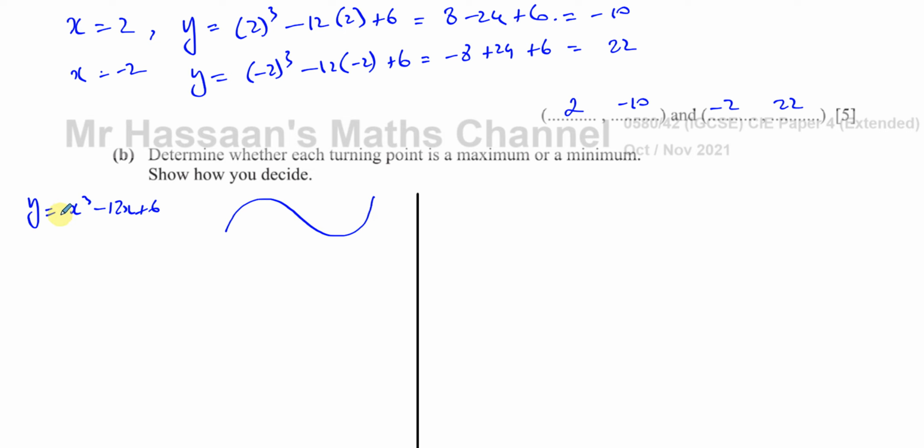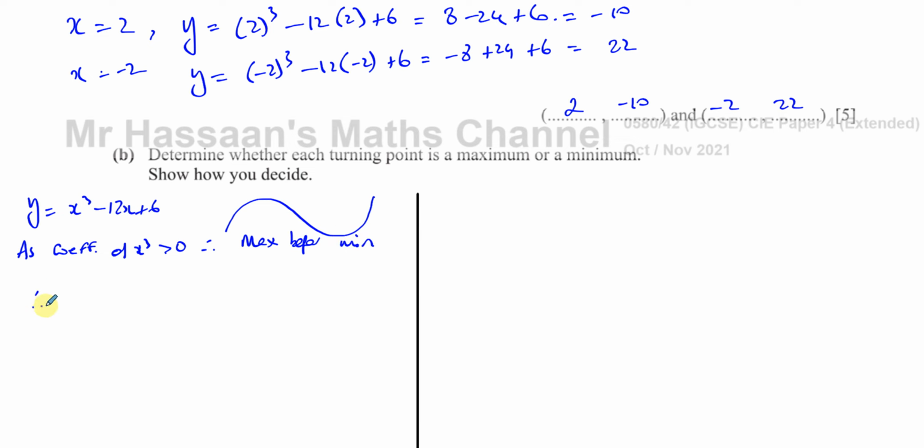Okay, because it's got a positive x cubed, it's going to go up and then down, then up again. That's how we should know. So we can say as the coefficient of x cubed is greater than 0, therefore the maximum is before the minimum. The maximum is before the minimum.